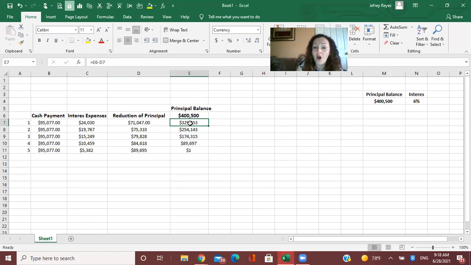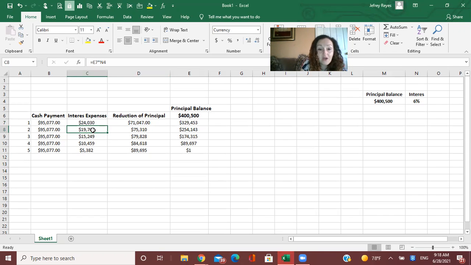from 400,500 minus the total of the reduction of the principal. And this is the amount. And so you can continue to see here.